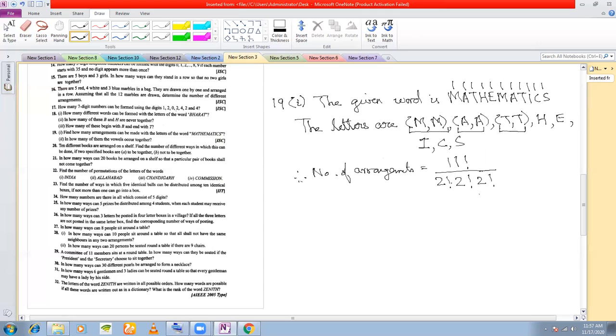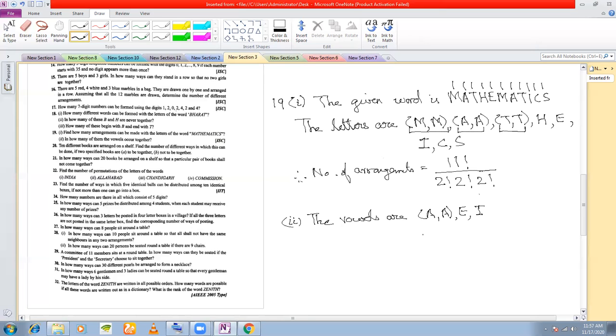Okay. The next question is, in how many of them do the vowels occur together? Now this is the main question. The vowels occur together. So what are the vowels? See, A is a vowel, but it is repeated. So I'll write A. What is another vowel? A is a vowel. And I is another vowel. These are the vowels.